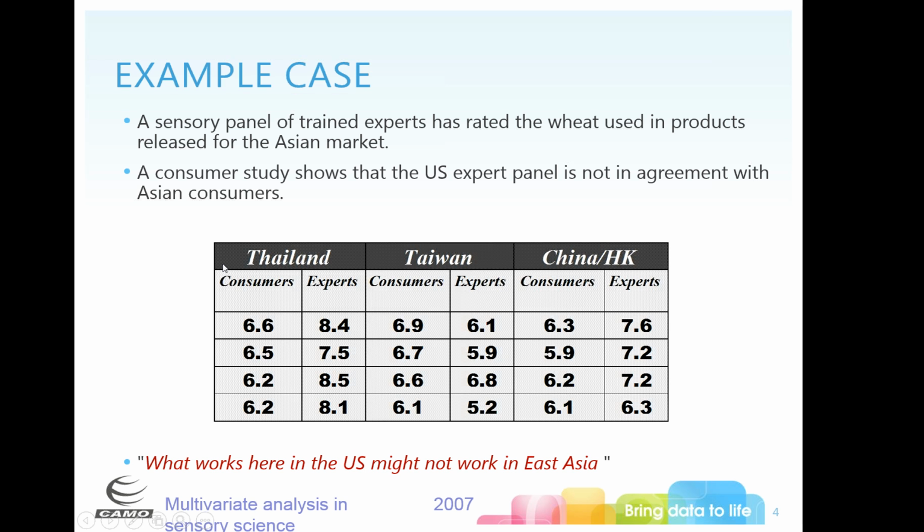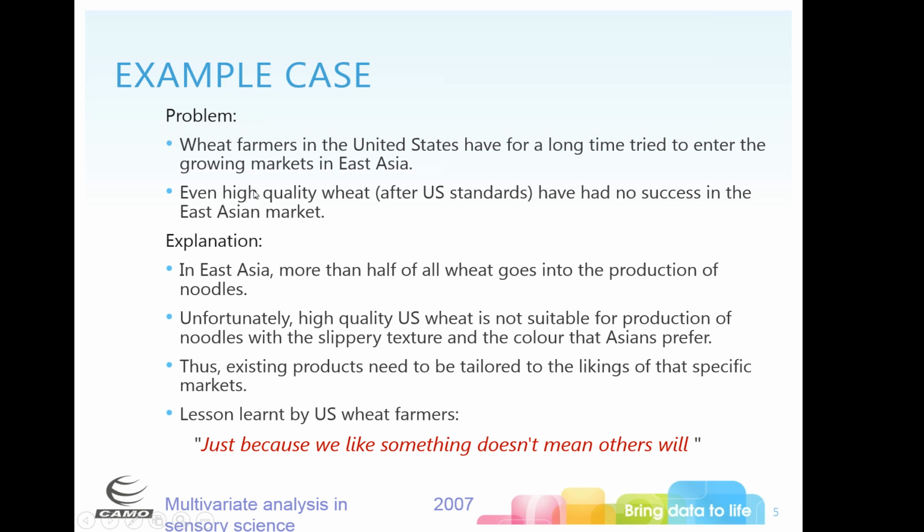So we think, well, why isn't this working in East Asia? So it seems that the problem was that in East Asia, most of the wheat goes to production of noodles, and what they like is the slippery texture, and the color that Asians prefer is very different from what the U.S. market wants. So this gives us a way to look at those kinds of things and see what the market is really wanting. And it gets down to just because we like something doesn't mean someone else will.